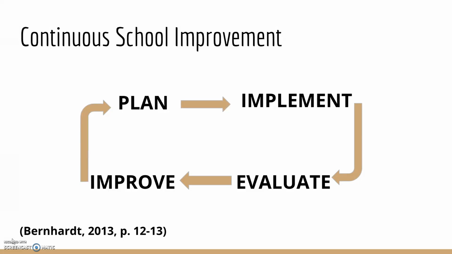When considering this data, I really try to pay attention to the continuous school improvement model that we've been working on in the Bernhardt text. The first part of that is to take the data and multiple data points and be able to plan based on those data points. Then when you're making your plan for implementation, it's important to continuously evaluate and reflect on that data in order to improve. It's a real cycle that you have to go back and forth, and just be open and honest and flexible with the data as you go.